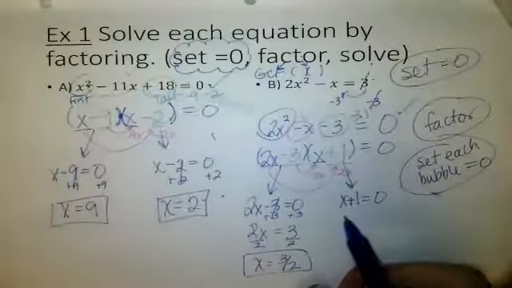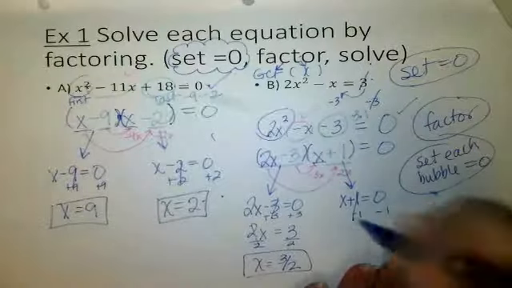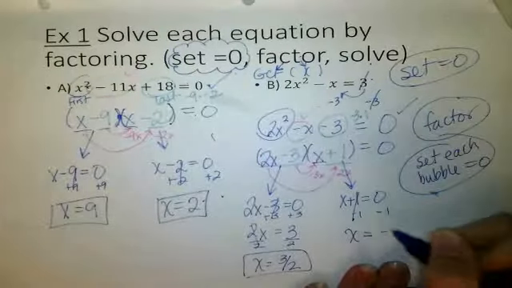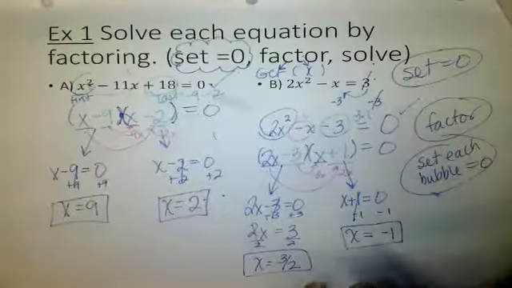How do I get x by itself? Subtract 1, subtract 1. So we get x equals negative 1. 0 minus 1 is negative 1. 2 answers, ladies and gentlemen.